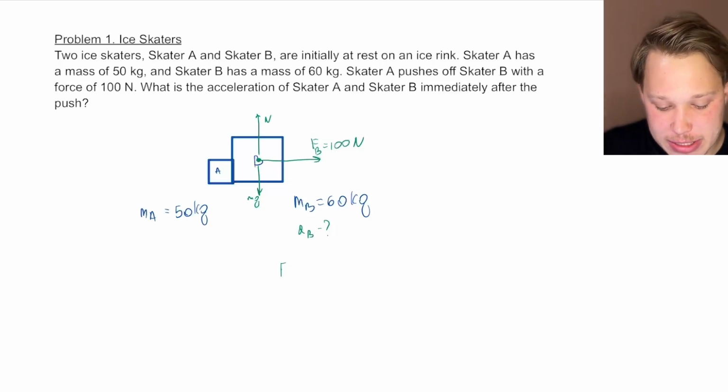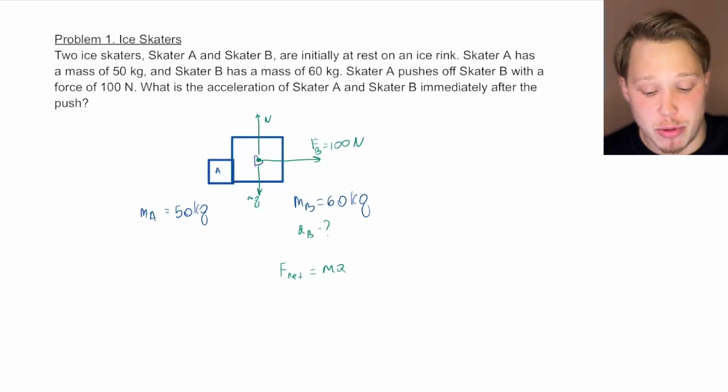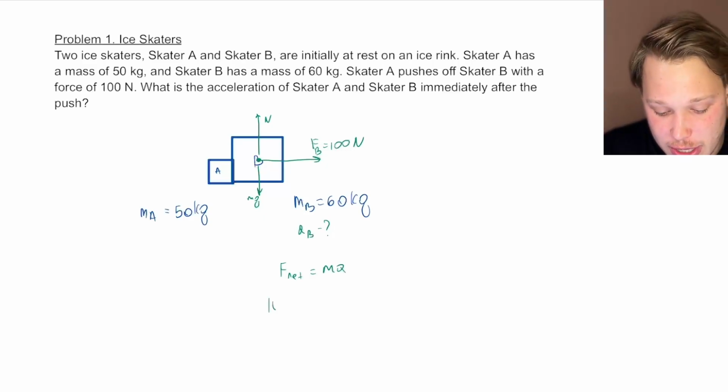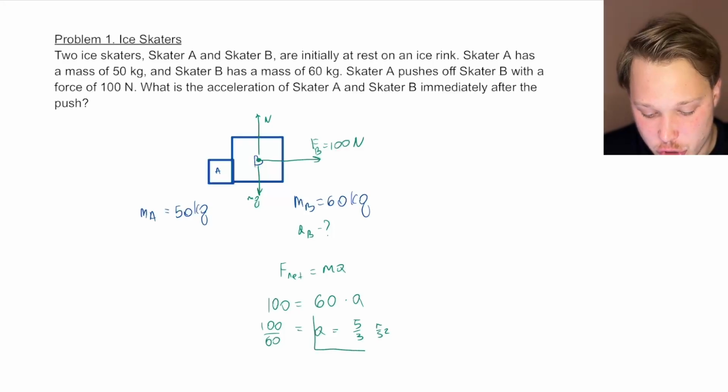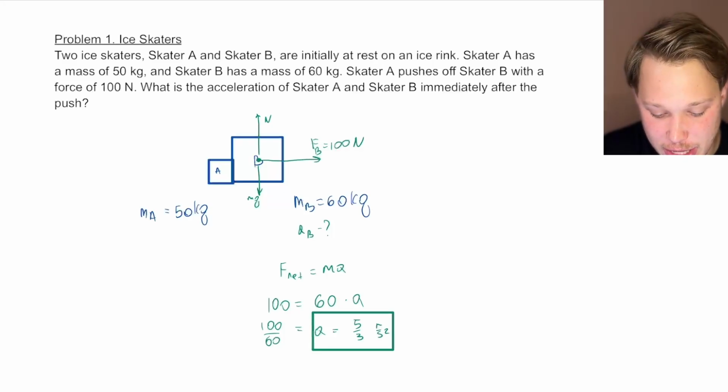So if we apply Newton's second law, it turns out to be a pretty simple problem. The only force is 100 newtons. The mass of skater B is 60 kilograms, so we can just divide both sides by 60. So 100 divided by 60 simplifies to 5/3 meters per second squared. So that's the acceleration of skater B.